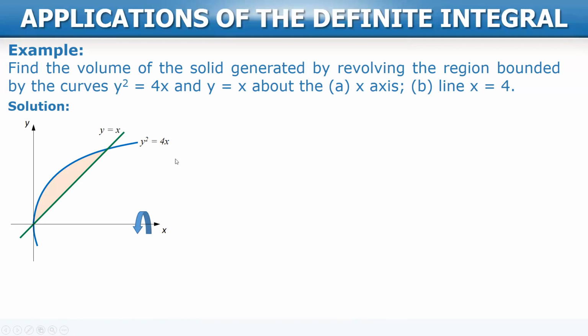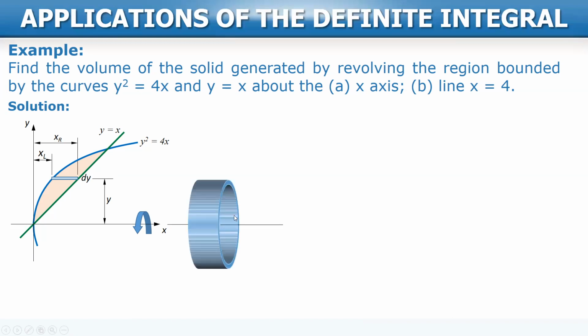So this is the bounded region, and since we are going to revolve the region about the x-axis, a horizontal axis of revolution, therefore our strip must be horizontal also in order to get a cylindrical shell. So, label: x right, x left, y distance, and dy. No? And then revolve. This is the result.